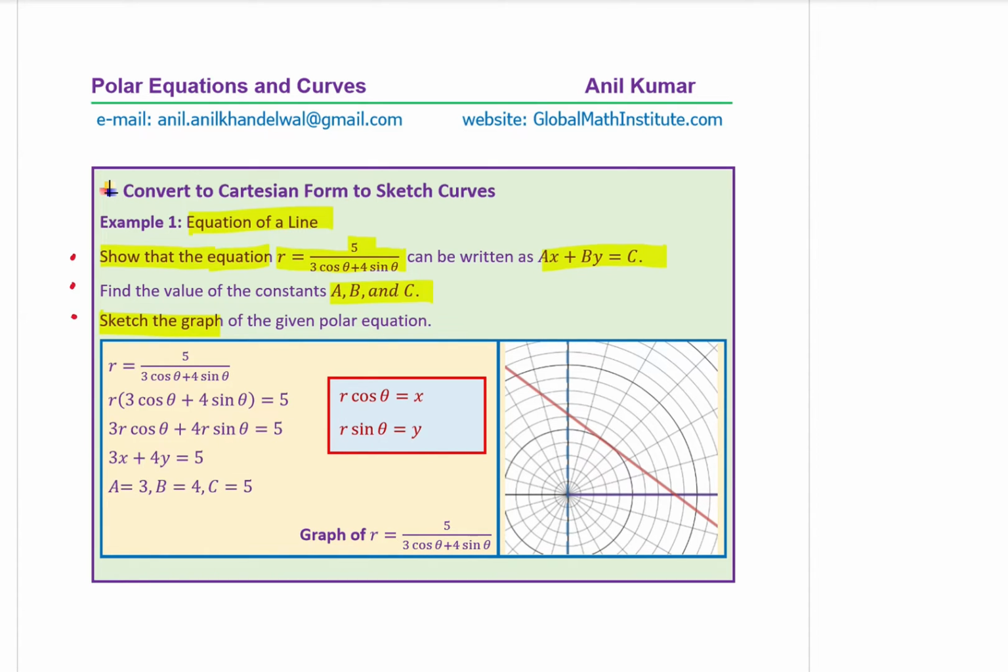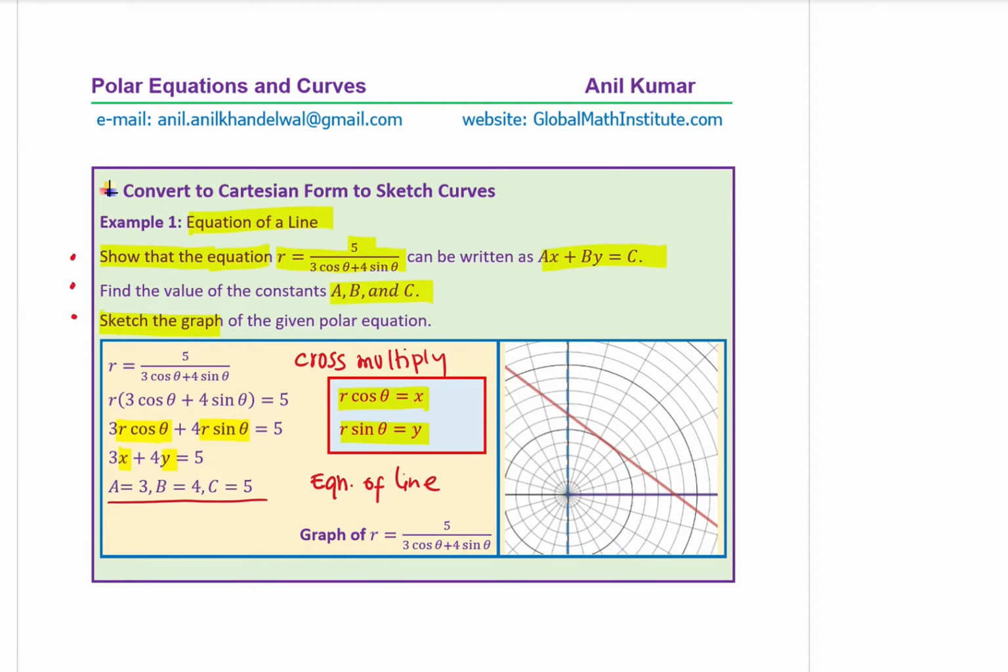We'll begin with the very first thing, which is r equals 5 over 3 cos theta plus 4 sin theta. To convert that into Cartesian form, we can cross multiply. When you cross multiply, you get r times 3 cos theta plus 4 sin theta equals 5. Open the bracket: 3r cos theta plus 4r sin theta equals 5. Now you can substitute r cos theta with x and r sin theta with y, just as shown here. That is the relation. So what do you get? You get the equation of the line. Comparing the coefficients, you can find the values of a, b, and c.